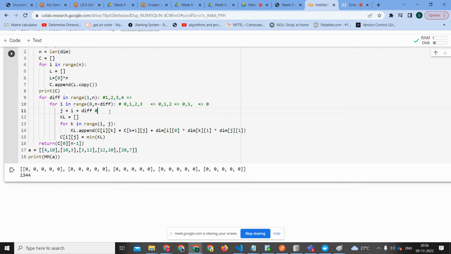Okay. So let's come to the first iteration, the outer first iteration and inner first iteration. So 1 comma 0, right? So diff is 1, I is 0, so J will take the value of 0 plus 1, which is 1. So J equal to 1, KL is equal to an empty list. So what is this? KL dot append.